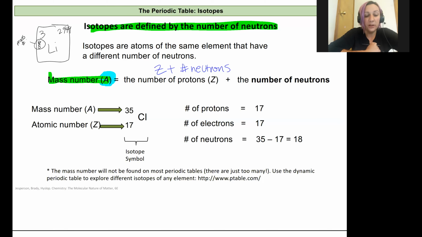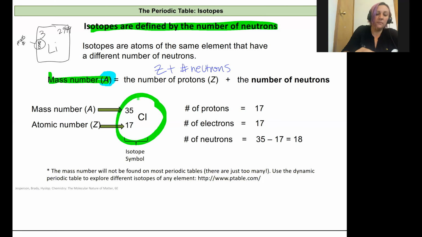Well, that mass number, A, will be equal to the number of protons and neutrons. So to know the number of neutrons, you always need to subtract the atomic number from the mass number to determine how many neutrons are actually there. So we have isotope symbols that are different than our periodic table, and they look like this. And they're great because they give that mass number information if we're looking at just one isotope.